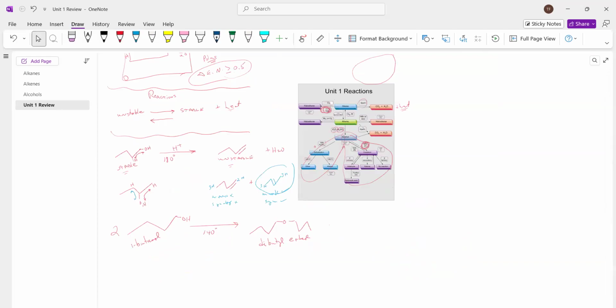Now, doing the dry lab is a good way to practice for this test. The dry lab doesn't talk about intermolecular forces, but it talks a lot about naming, going from name to structure, structure to name, and then reactions.